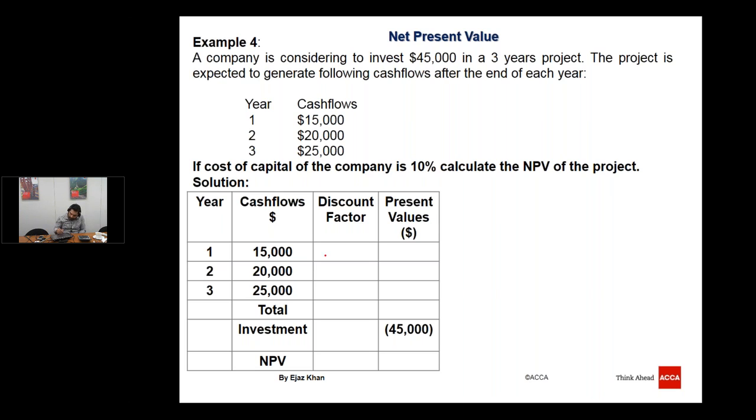So for year 1, you're saying it's 0.909. For year 2, you're saying it's 0.826. And for year 3, it's 0.751. So it has made things easier for us. All we need to do is multiply these figures together to get the present values.